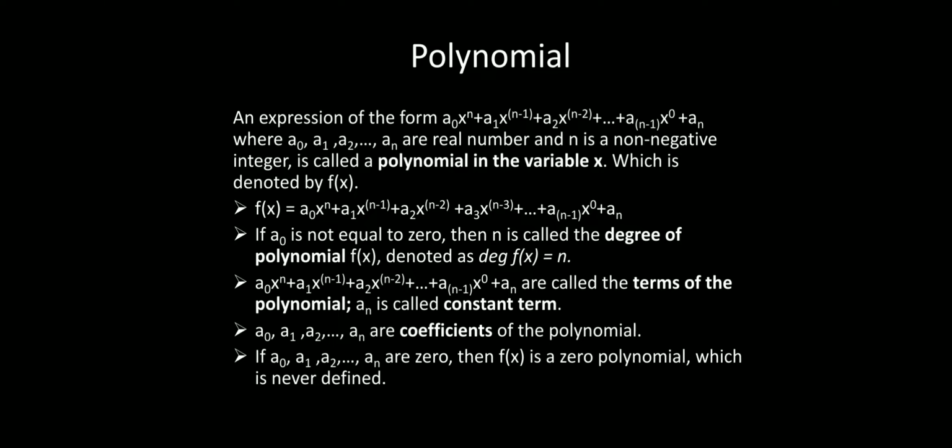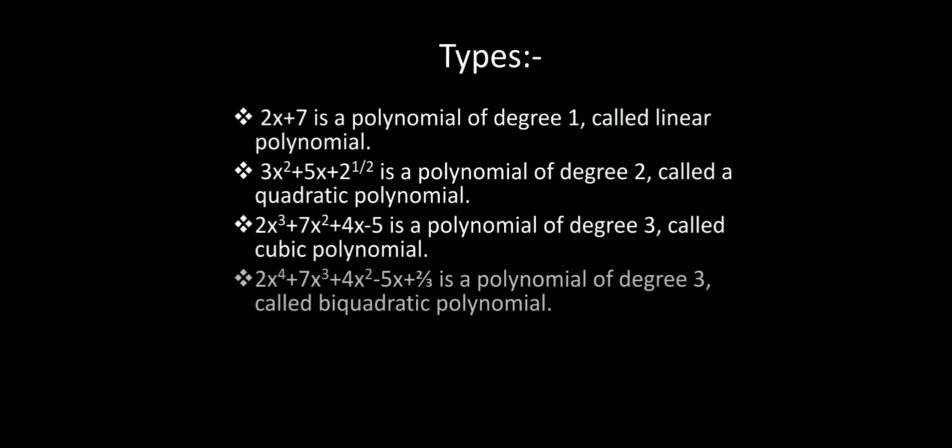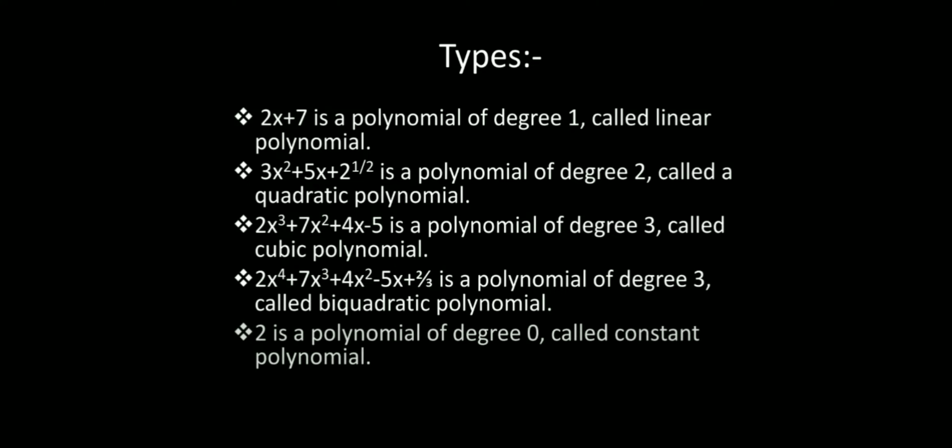Let's move further to the types of polynomial. When a polynomial has x raised to power 1 as the highest power of x, then it is called a linear polynomial. As an example, 2x plus 7: in this, x has power 1, so it is a polynomial of degree 1, and subsequently it is called a linear polynomial.